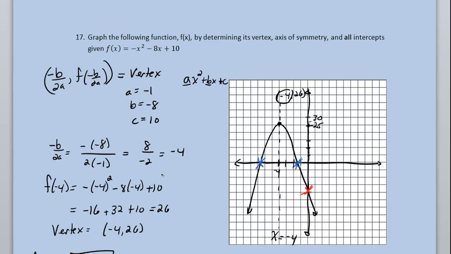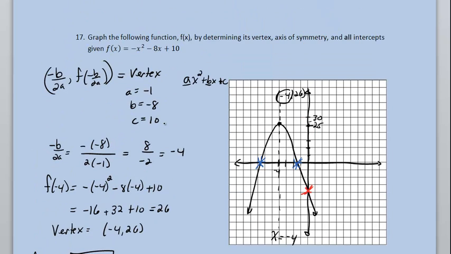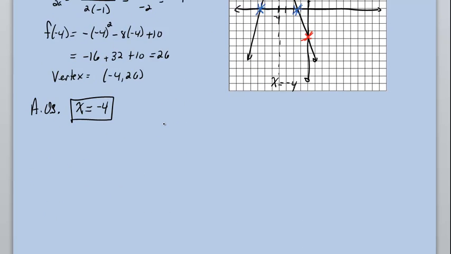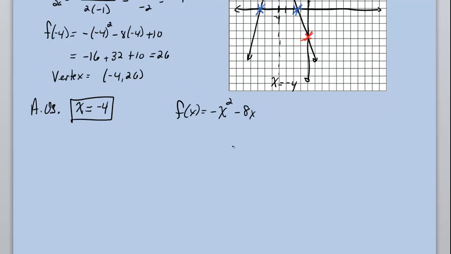So now we want to find our x-intercepts. Our function is negative x squared minus 8x plus 10. So I'll write that here so we can see it. f of x equals negative x squared minus 8x plus 10. So we're going to have a plus 10 here.